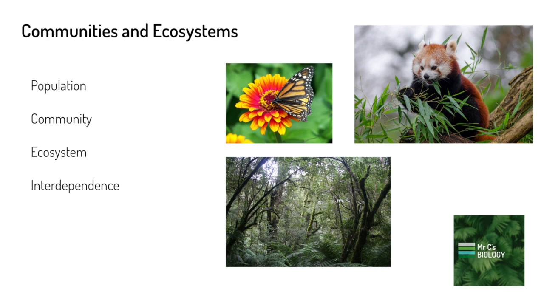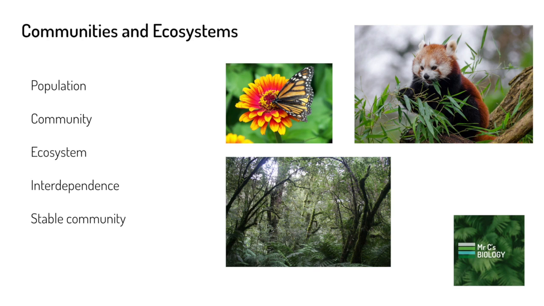Interdependence comes from the word dependent and inter meaning between. So organisms depend on each other in different ways. An example of this might be some of the pictures we've got here of a butterfly pollinating a flower to help it reproduce, or a red panda eating some leaves so that it can survive. Different organisms depending on each other in different ways.